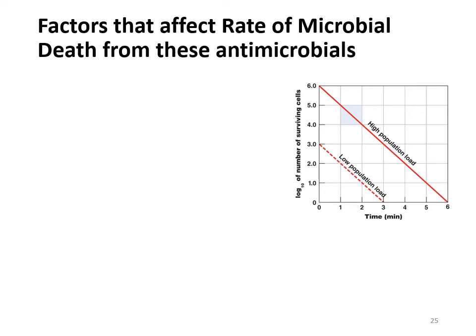Then we have here various factors that can affect the rate of microbial death, okay, from antimicrobials. Now that's a fancy way of saying for each of these factors, you have to ask yourself, okay, does this factor make it more likely that microbes will be killed? Does it make it easier to kill the microbes? Or does it make it harder where less microbes will be killed? Okay, so you're increasing the rate of microbial death if it's something that makes it easier to kill microbes.